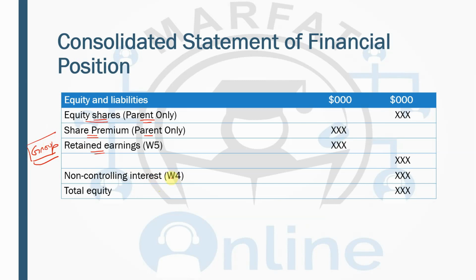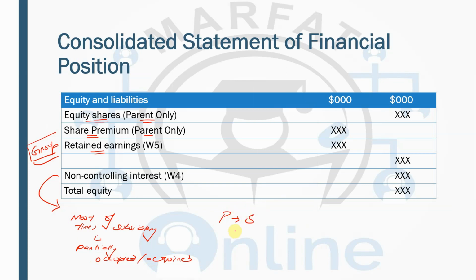Now, what is this non-controlling interest? Most of the times, a subsidiary is partially acquired. Let's assume the parent has acquired 80% of the shares in the subsidiary. 80%.